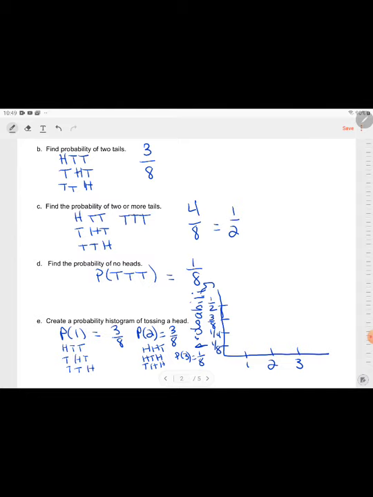So we have 3 out of 8, and we have 3 out of 8, and we have 1 out of 8. So you just draw straight lines and put points at the top. And that is a probability histogram. So again, the probability is on the left side. What you want is on the bottom, in like the x-axis. Okay, so let's go to the next page.